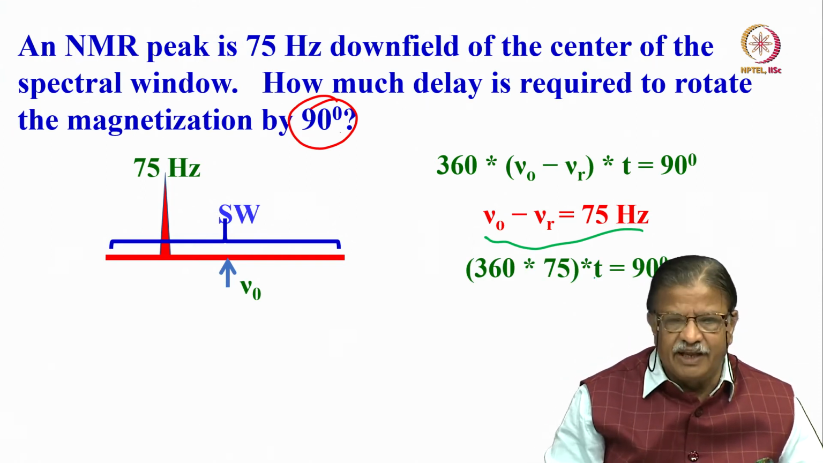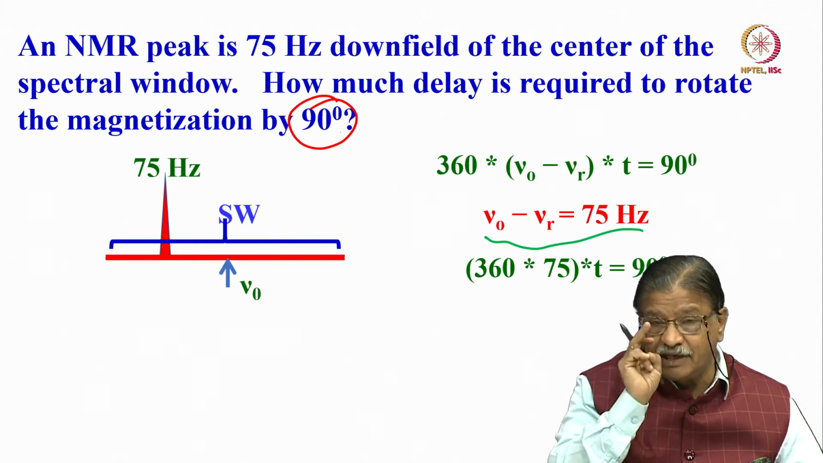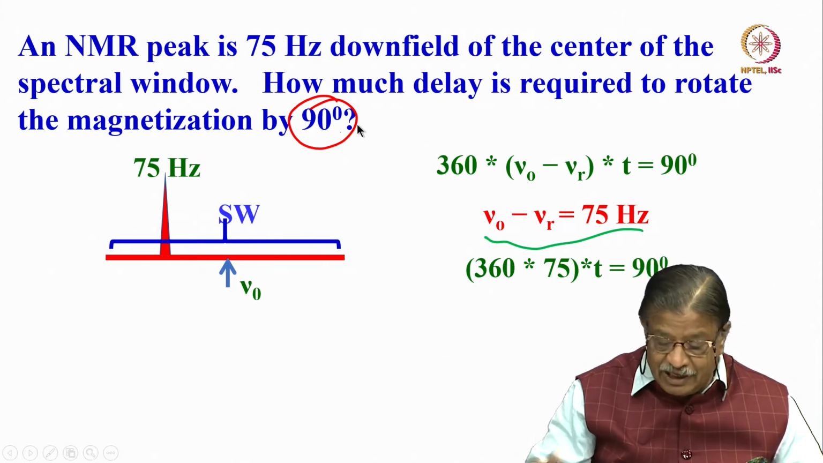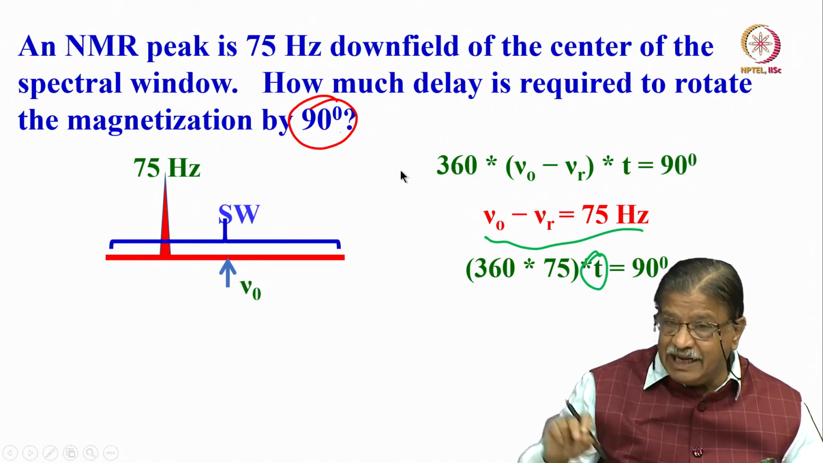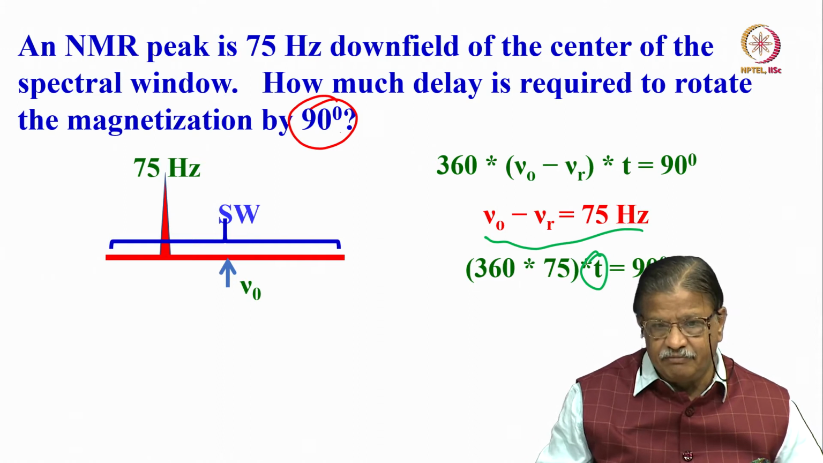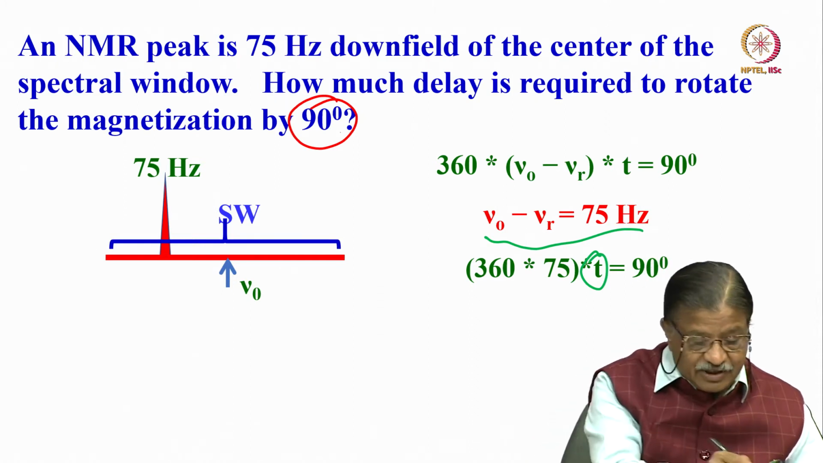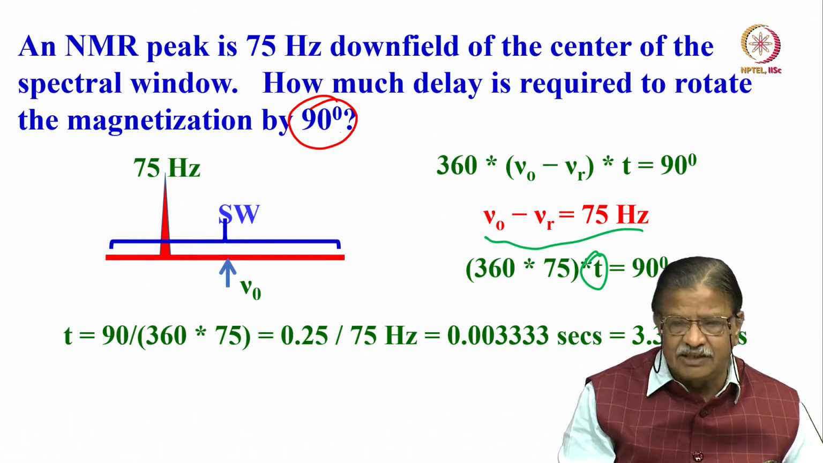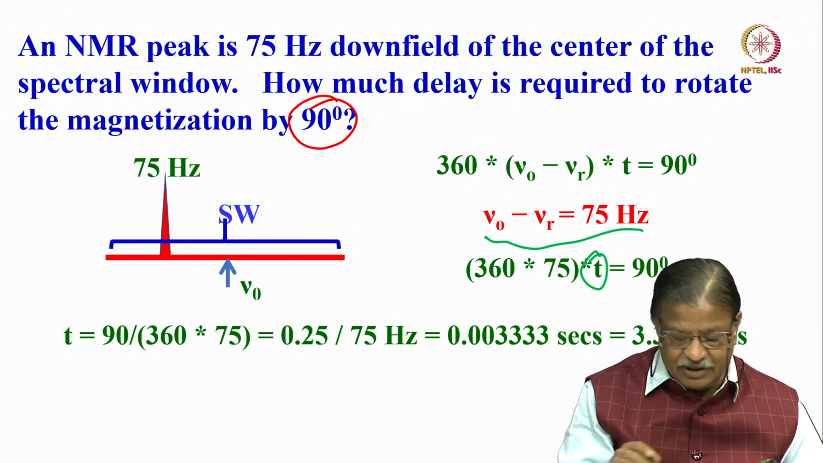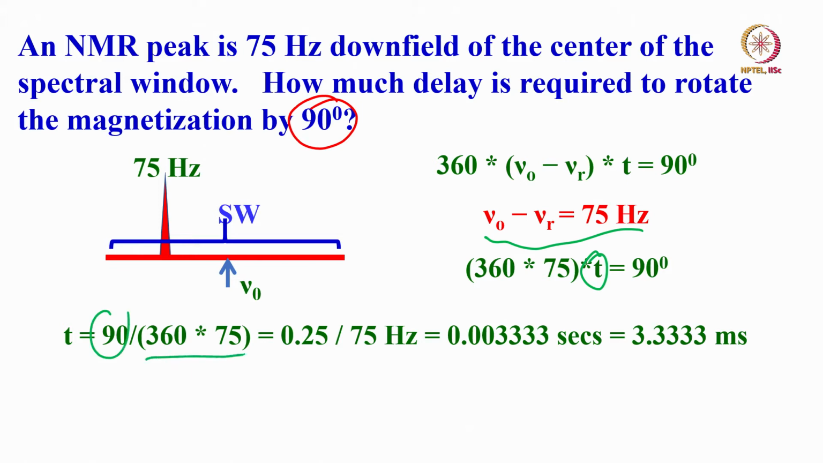360 into 75 into t is 90 degrees, because I have to find out how much time delay, how much t, is required to see that the magnetization is moved from the z axis to x or y, 90 degrees. So this is for the signal to move by 90 degrees. Now I plug all the values into this equation. It is 90 divided by this value. It is expressed as 0.00333 seconds, or 3.333 milliseconds.